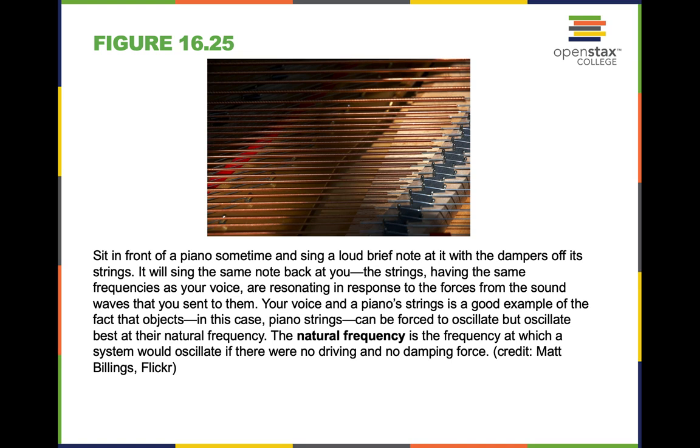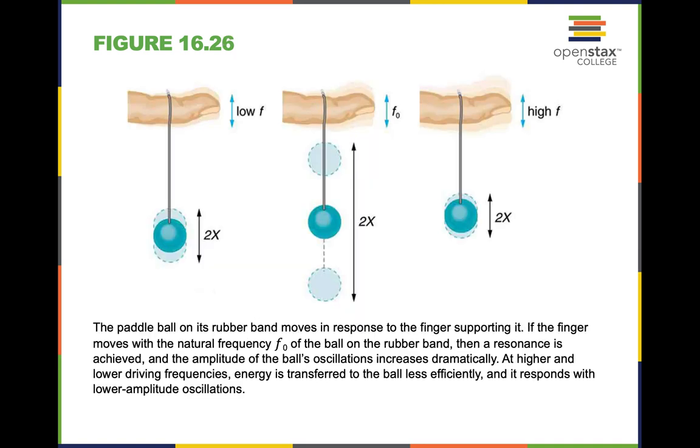The natural frequency is the frequency at which a system would oscillate if there were no driving or damping forces. For this figure, we have a paddle ball on its rubber band that moves in response to the finger supporting it. If the finger moves with a natural frequency, f naught, of the ball on the rubber band, then a resonance is achieved, and the amplitude of the ball's oscillation increases dramatically. At higher and lower driving frequencies, the energy is transferred to the ball less efficiently and it responds with lower amplitude oscillations.